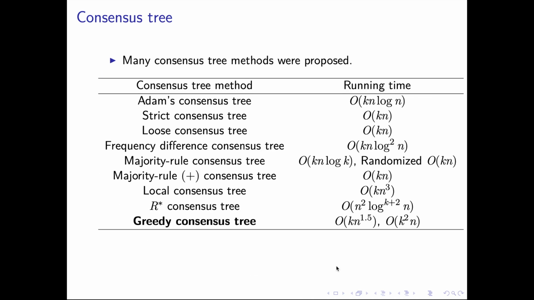Many reasonable consensus tree methods were proposed based on different heuristics. The desirable running time of them is kn, which matches the input size. As we can see, many consensus tree methods did achieve this goal up to polylogarithmic factors, but one exception is the greedy consensus tree.